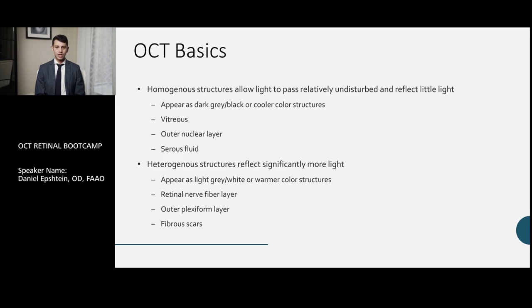Heterogeneous structures, they're going to reflect a lot more light. So these are going to appear as light gray or white. The retinal nerve fiber layer, the outer plexiform layer, and fibrous scars are going to be much more reflective.